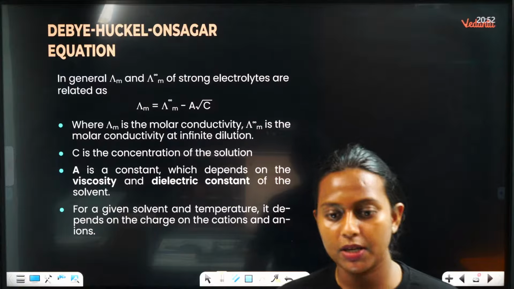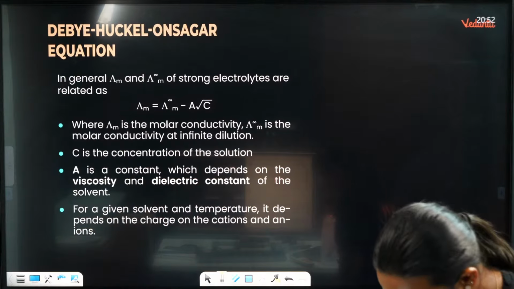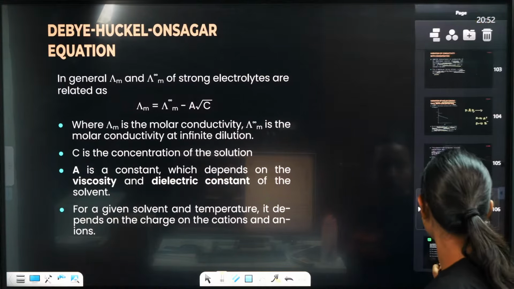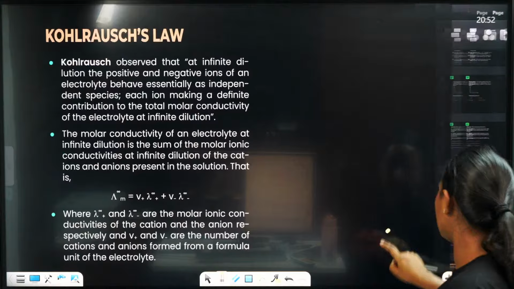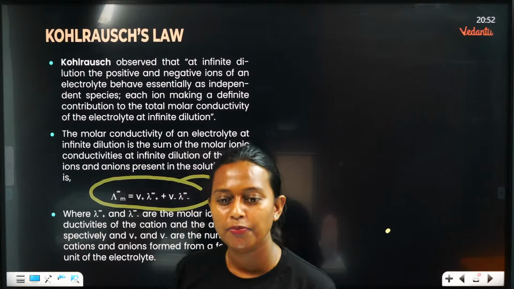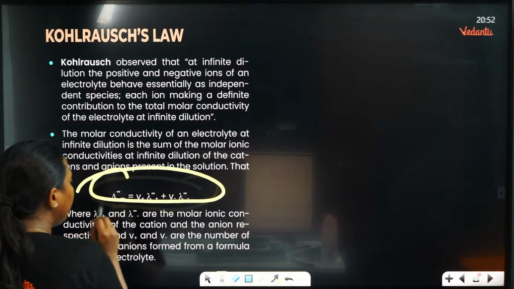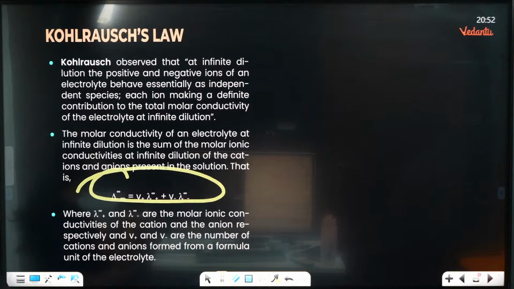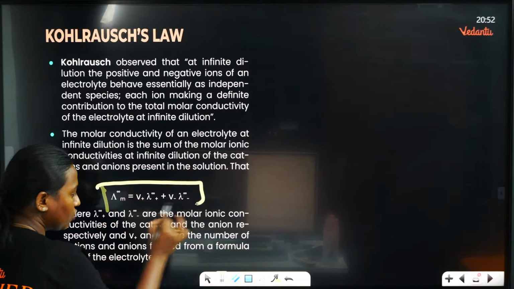Which formula is applicable for both weak and strong electrolytes? That is Kohlrausch's law. I will tell you what Kohlrausch's law is. In Kohlrausch's law, the equation is important for calculating the infinite dilution molar conductivity.